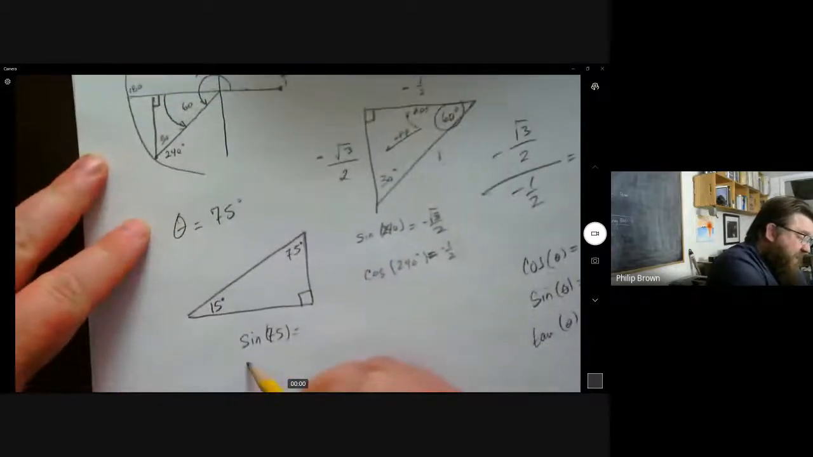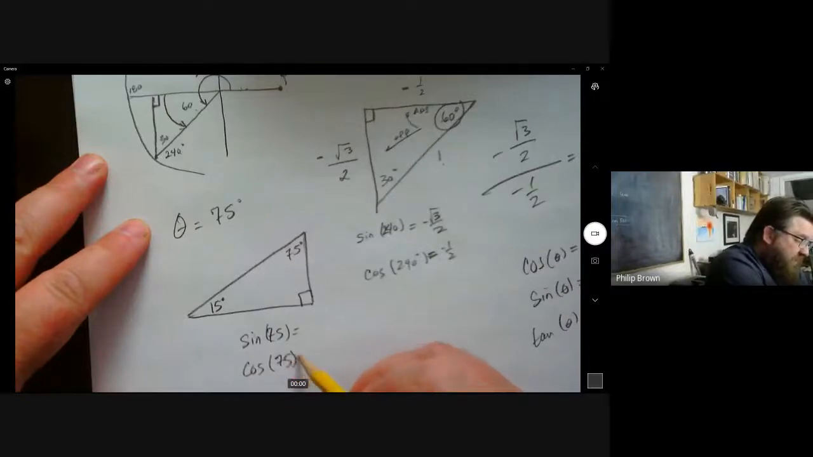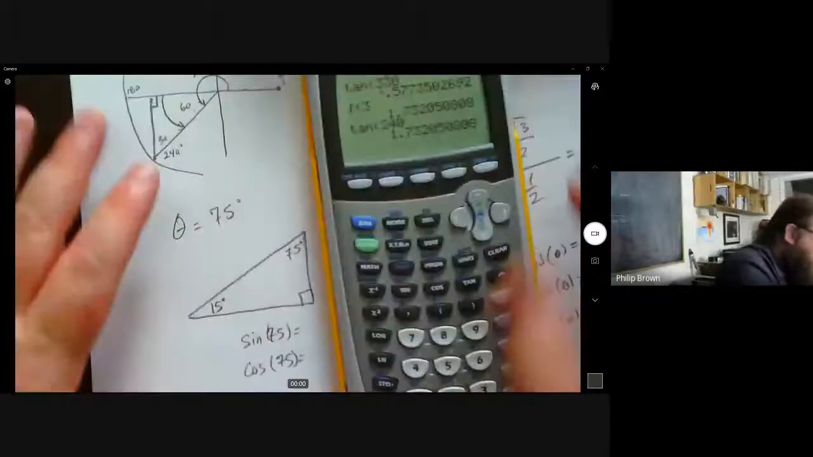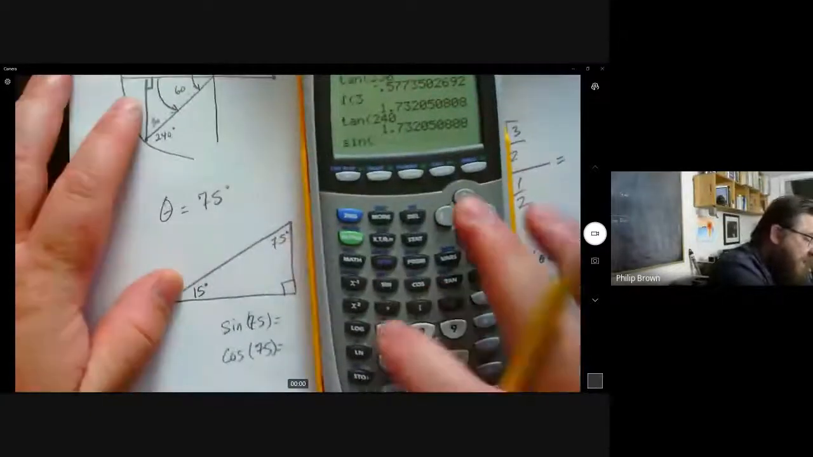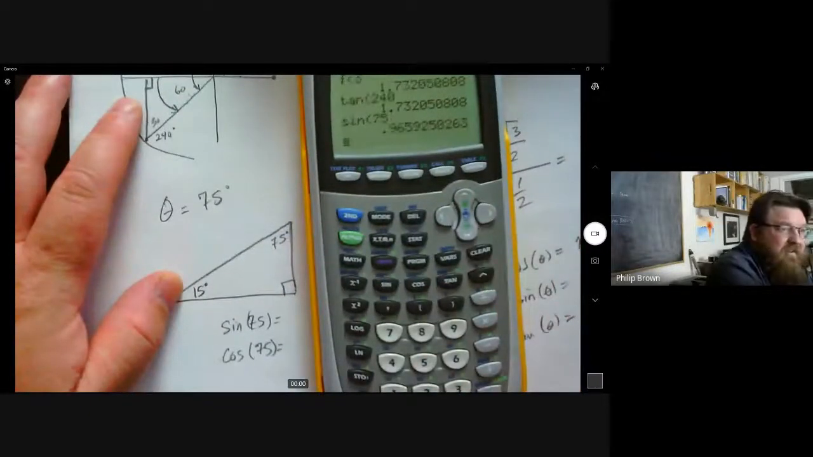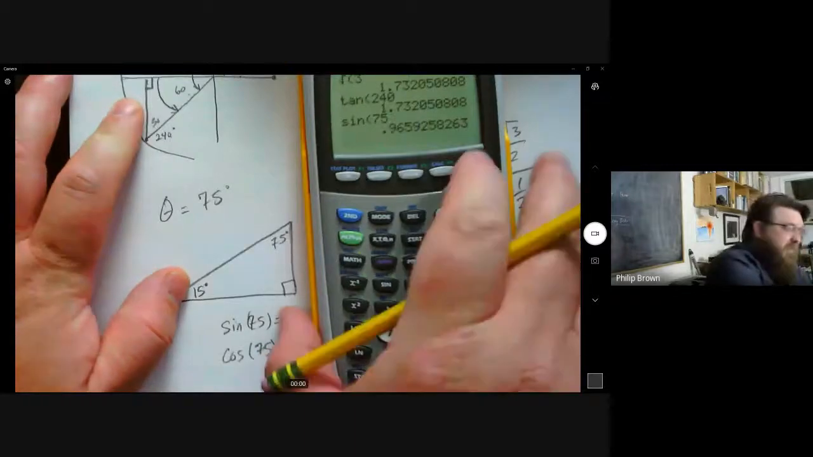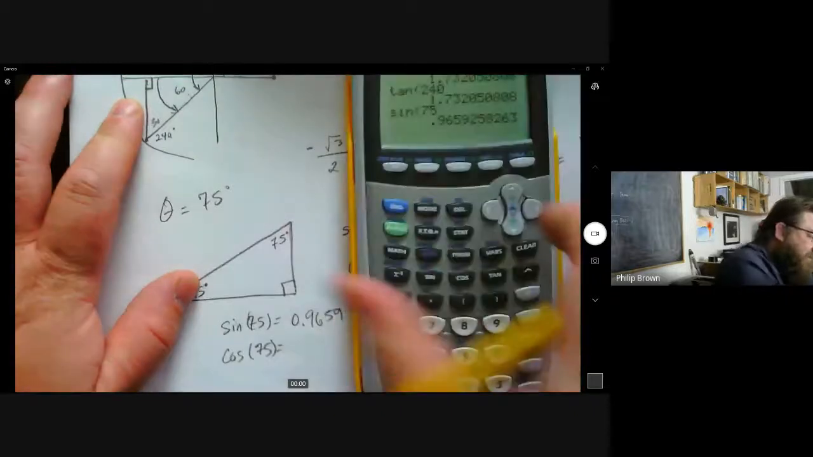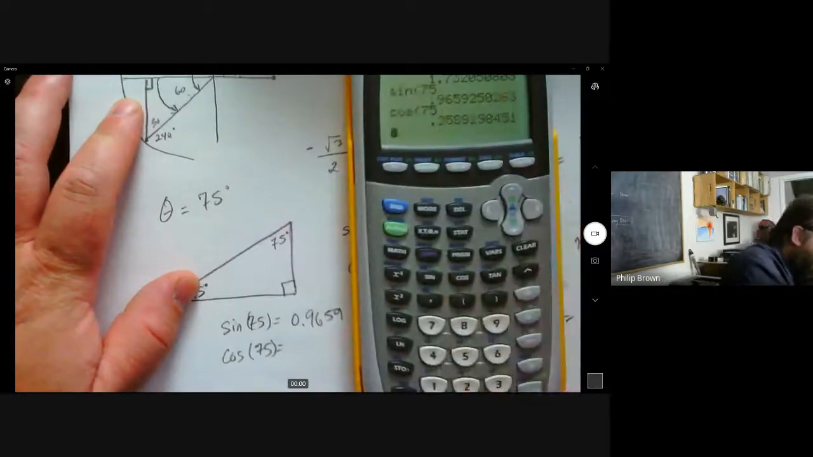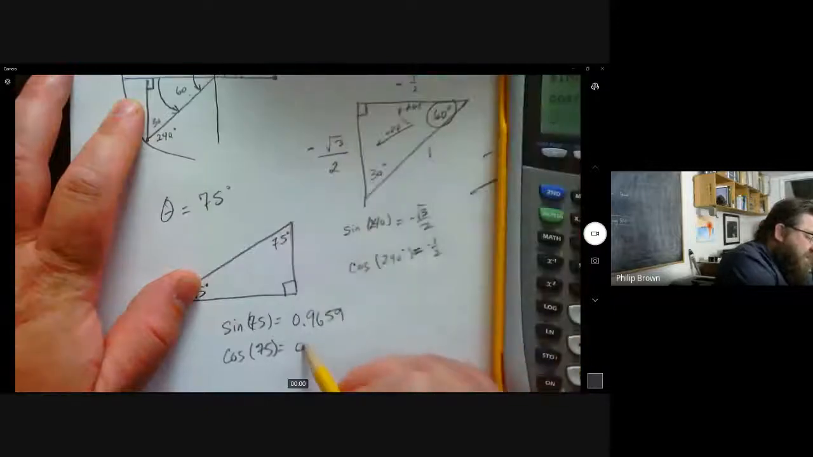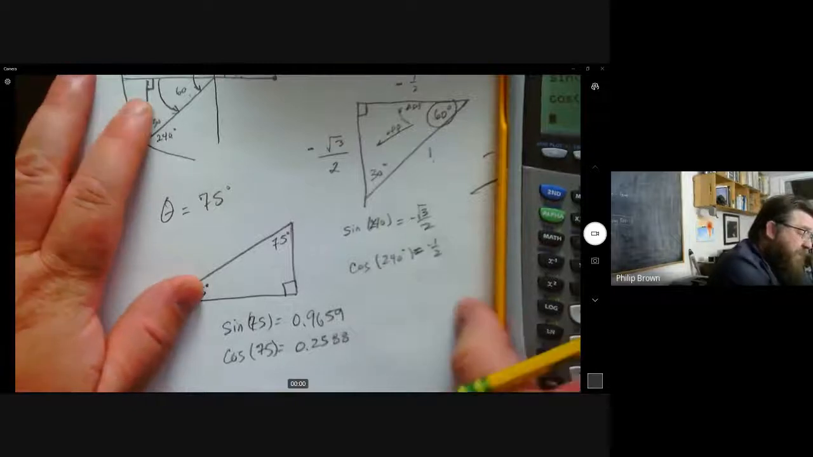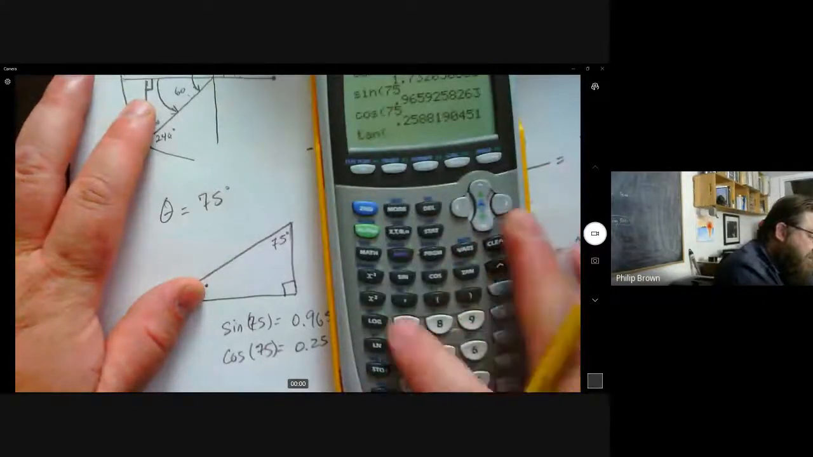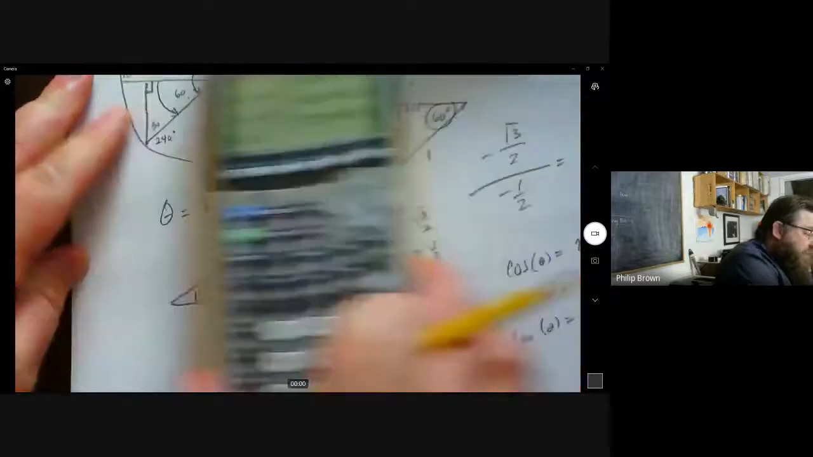I need a calculator to figure that out. So I've got my calculator right here. Sine, you guys can see that, of 75 degrees, 0.9659. All right. And then check this out. Cosine of 75 degrees, 0.2588. Is that right? Yeah. Okay, now let's do tangent of 75 degrees. 3.732.